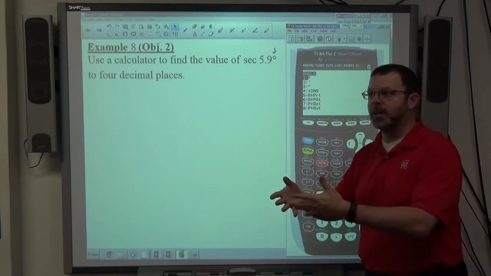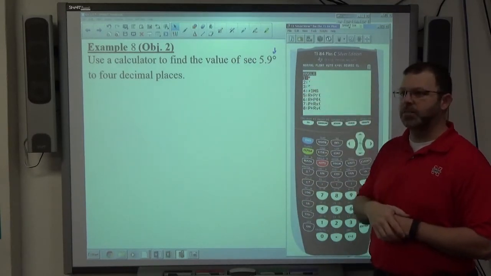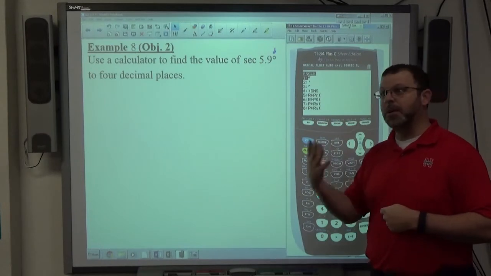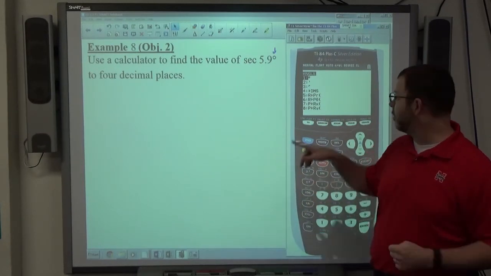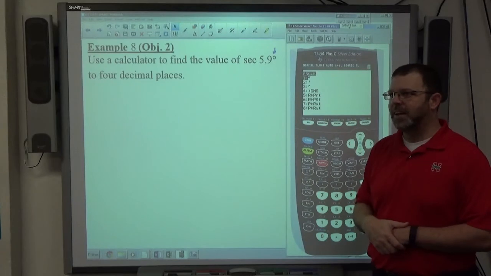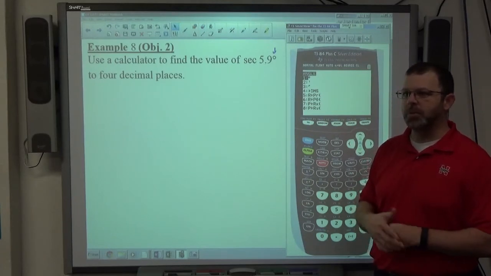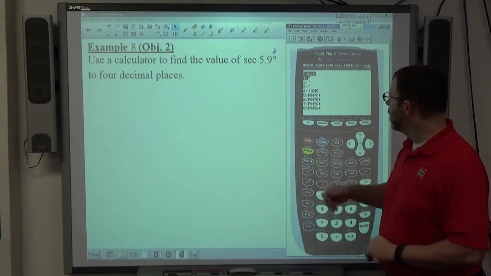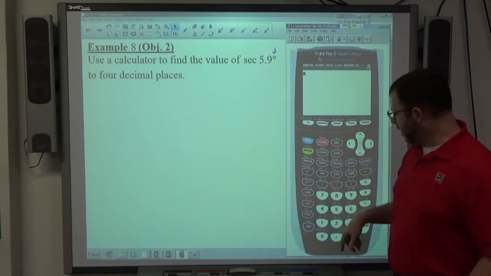So if I'm in radians and I say 5.9 and put a degree symbol on it, it knows to do degrees. If I'm in degrees and it says pi over 3 radians, I put a little r next to it, it knows it's radians. I think it's easier to just change the mode personally, but just know that's an option also. But secant is the reciprocal of what?